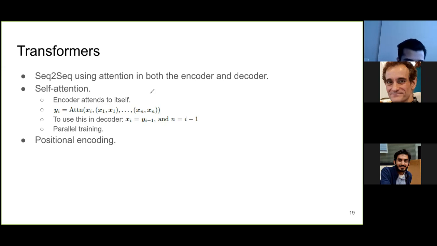One of the concepts is self-attention, which is very simple. It means the encoder attends to itself. Previously we saw the decoder paying attention to the encoder; here the encoder is paying attention to itself. In the case of the encoder, for the output we have pairs of input where both the key and value are the word. To use this at the decoder, we feed the output of the previous time step as input to the next time step. And that's it.